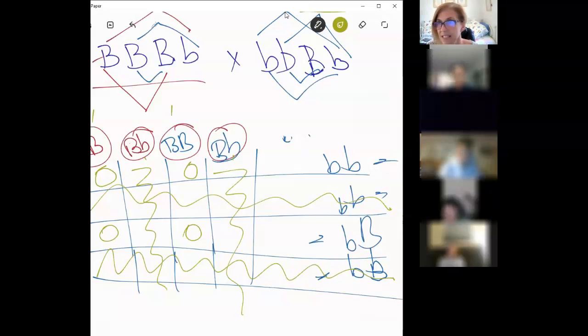Sex determination, that's easy. You guys probably are okay with sex determination. The next slide. XY, XY. XX, XY.